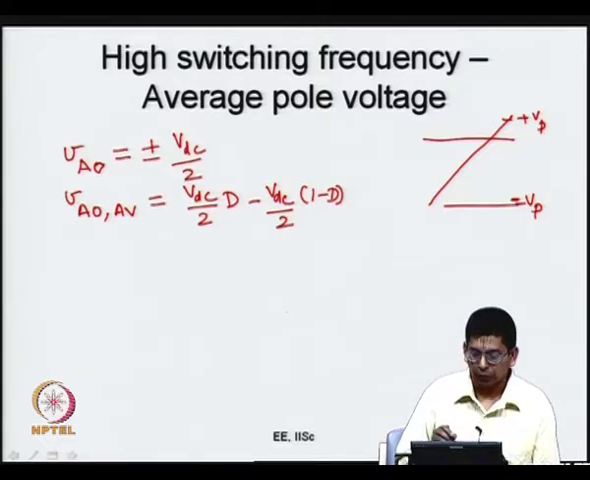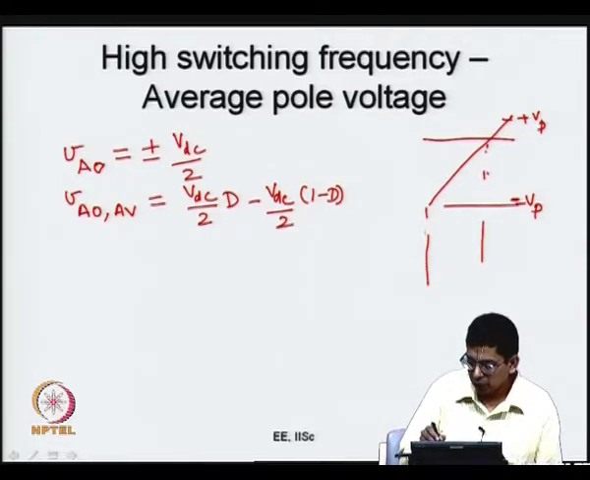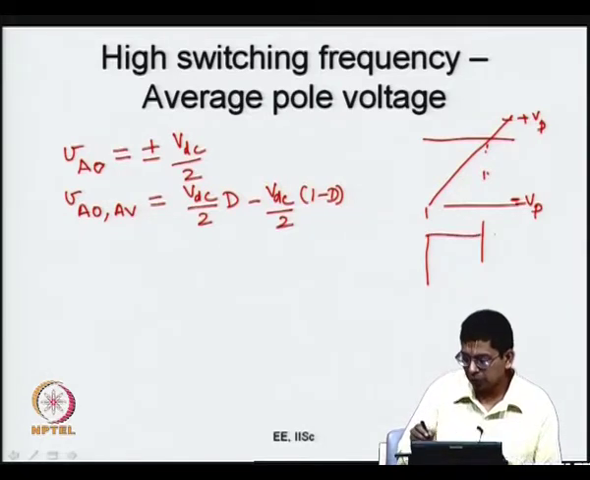So, you compare this sampled sine wave and this carrier. Whenever the sine wave is greater than the carrier, the top device is on. So, during this interval you have plus VDC by 2 applied, and during the rest of the interval minus VDC by 2 is getting applied.